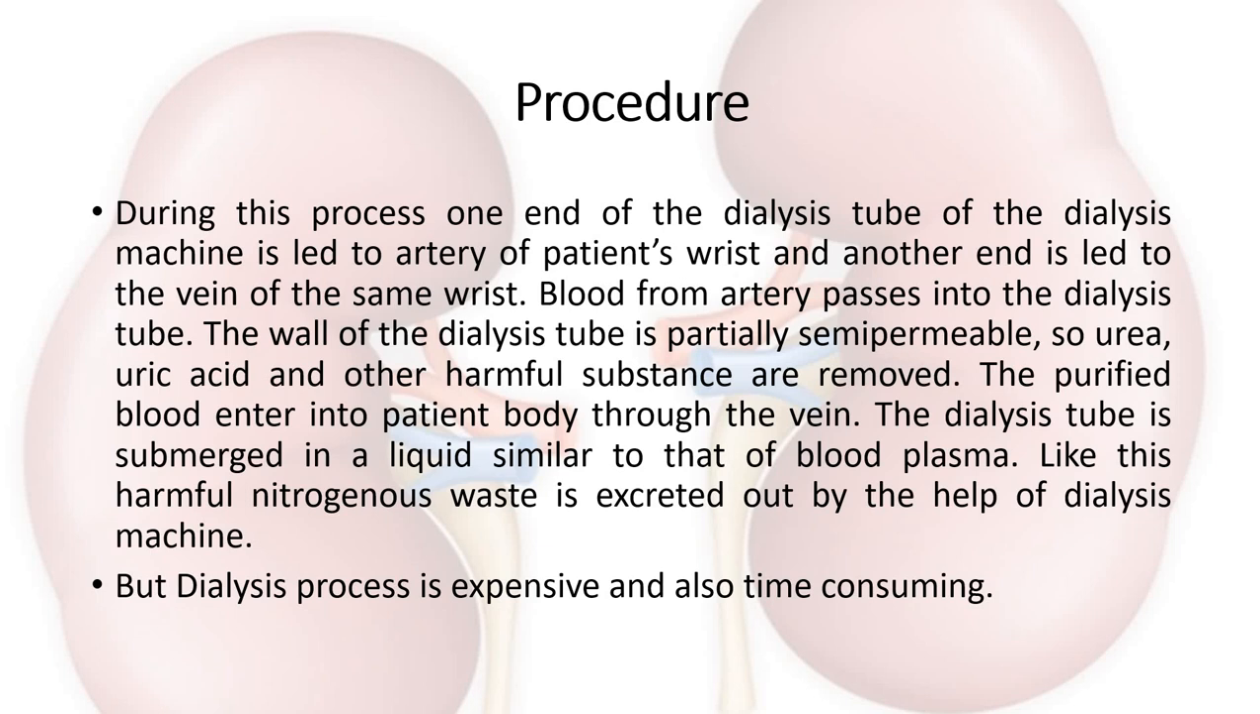The dialysis tube is mainly submerged in a liquid which is similar to our blood plasma. Like this, the harmful nitrogenous waste is excreted from the body with the help of the dialysis machine. Dialysis is an expensive process, and it is also very time-consuming, which might not help all kidney failure patients. That's why we have to find an alternative.